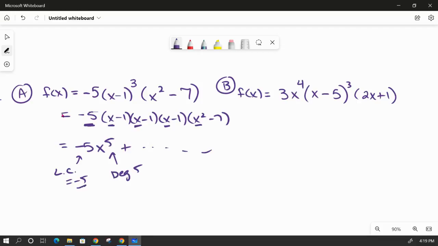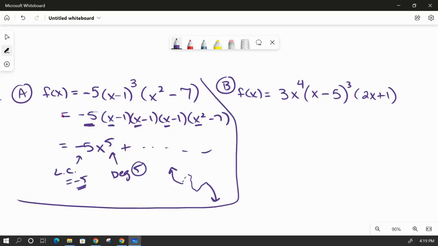So then the leading coefficient tells you it's going to go down on the right. Your degree, being odd, tells you it's going to go up on the left. And there'll be some other stuff in between that we really don't care about as far as the end behaviors go. All right, so that's one quick example.